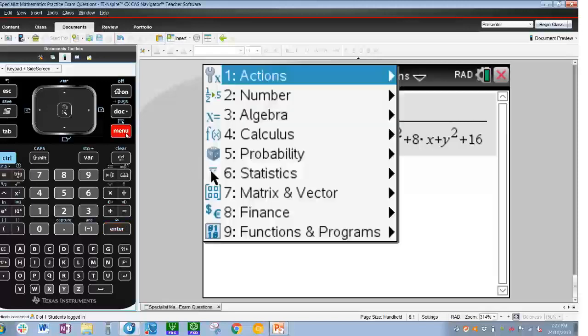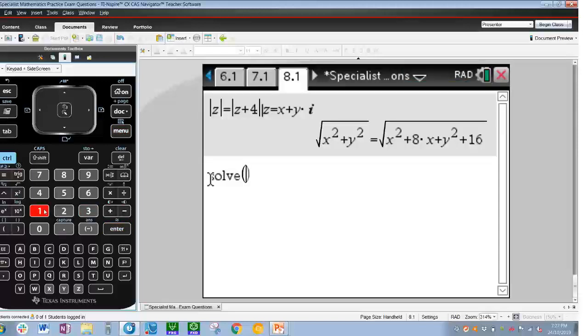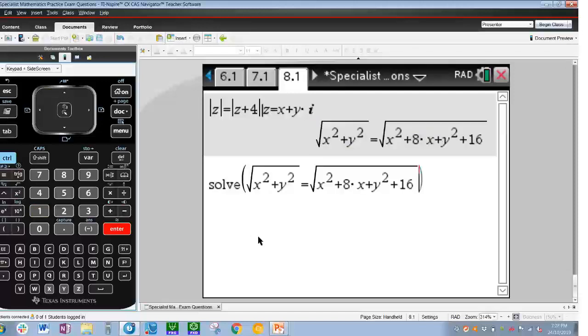So menu, 3, 1. Now typically when you solve these, you solve for Y. Now you will see later on that the equation is not actually Y equals in terms of X. It actually is X equals something. However, the calculator will still solve it for us. So I simply went solve. I pressed up to highlight the previous answer, pressed enter to copy and paste it in, and then I'm going to solve for Y as you would normally do.